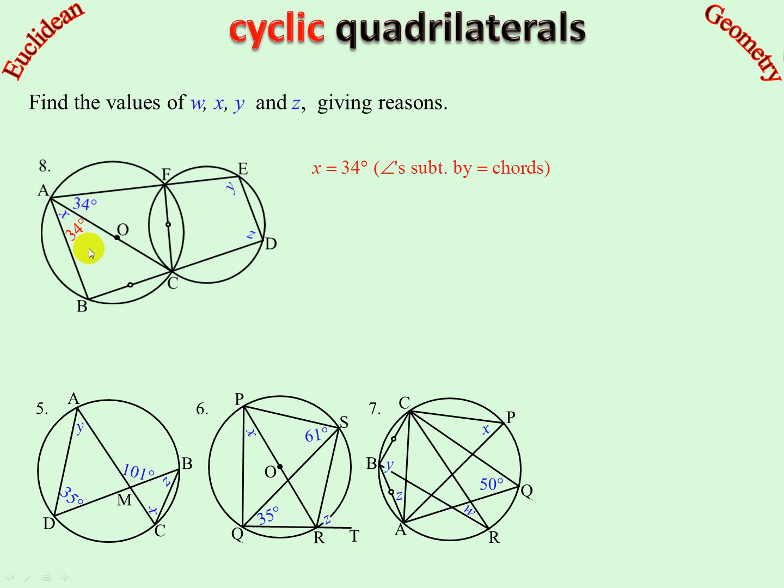X equals 34 degrees. Angles subtended by equal chords. There we have it. Now, we have to find y.